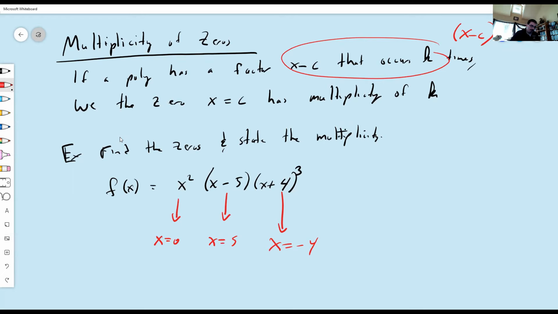And all we have to do to find multiplicity is look at the degree of the factor. So x equals 0 comes from x squared, so it occurs 2 times, so this multiplicity is 2. We'll call this m. Here the degree is 1, so 1. And over here, m is 3. So multiplicity just tells you how many times that zero is repeated.